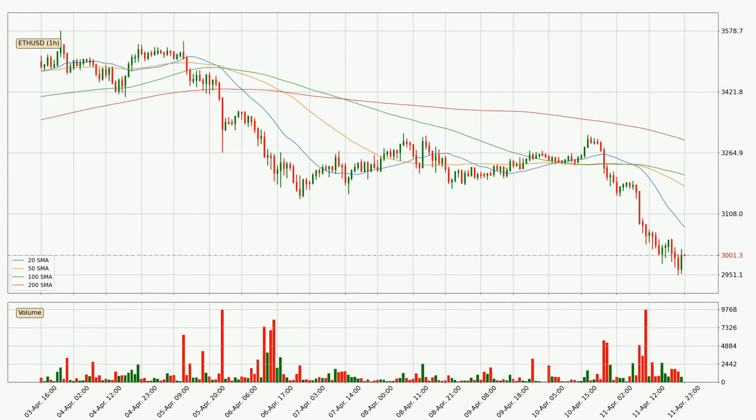Next, looking at the simple moving average, or short SMA, we get it by adding the close prices for a certain amount of candles and then dividing it by the number of candles. We usually calculate the different SMAs by taking the last 20, 50, 100 and 200 candles.